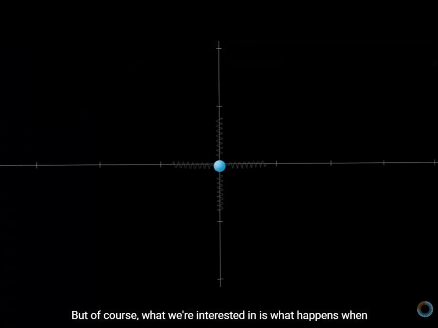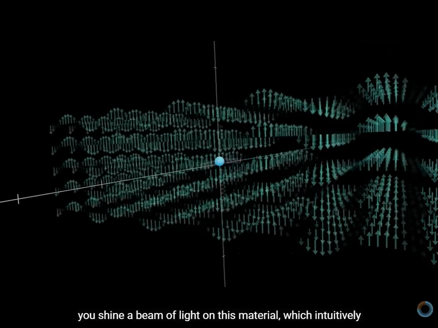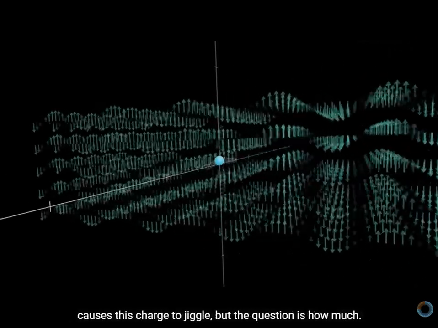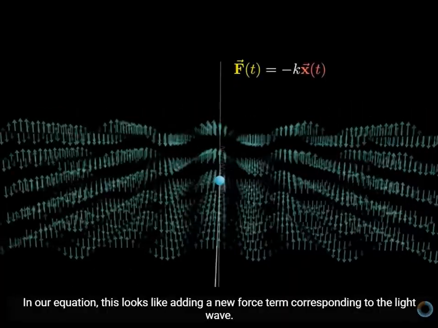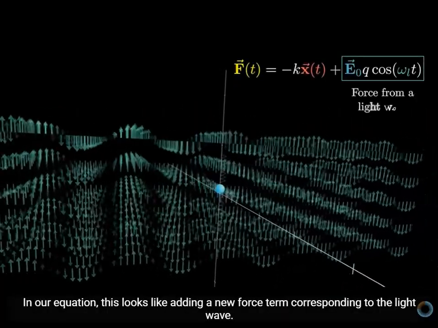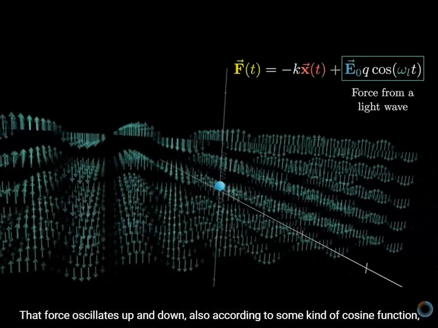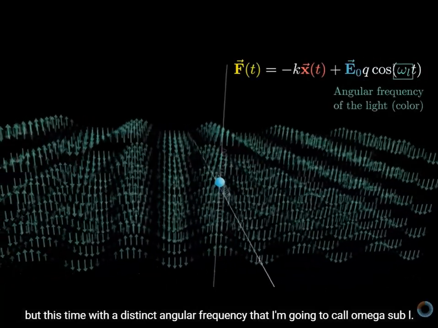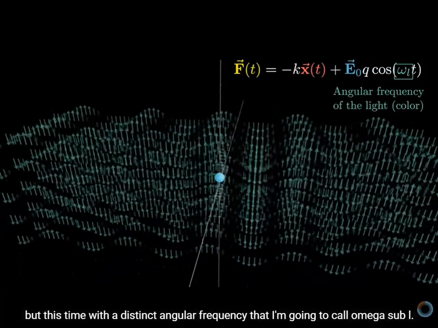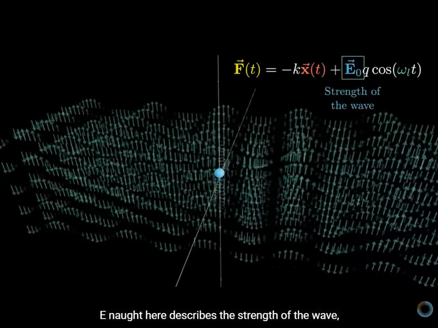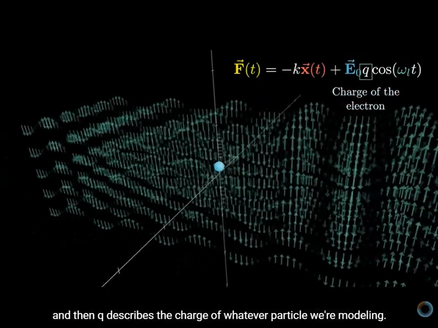But of course, what we're interested in is what happens when you shine a beam of light on this material, which intuitively causes this charge to jiggle, but the question is how much? In our equation, this looks like adding a new force term corresponding to the light wave. That force oscillates up and down, also according to some kind of cosine function, but this time with a distinct angular frequency that I'm going to call omega sub L. E naught here describes the strength of the wave, and then Q describes the charge of whatever particle we're modeling.